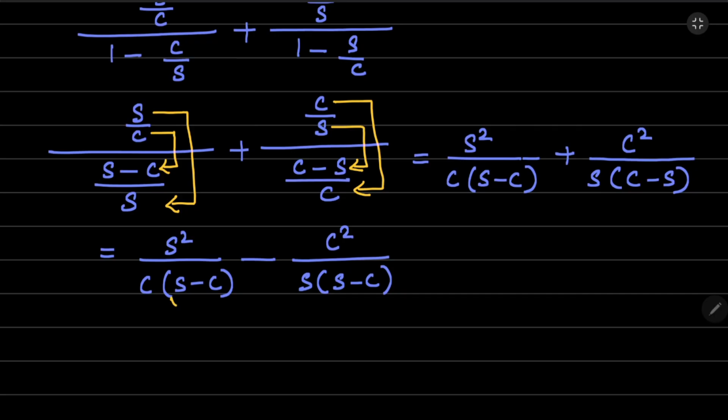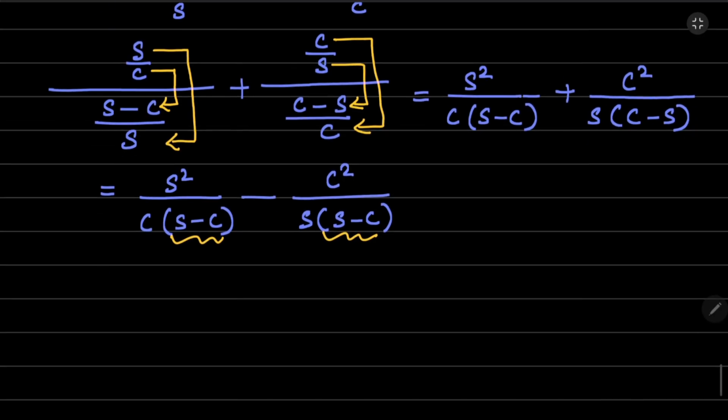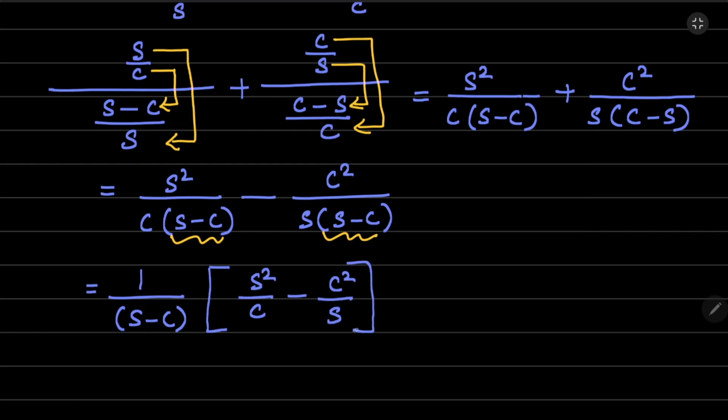Now what you see, these two terms are common in both, right? So you can take 1 over sine minus cos common out. Open a square bracket. So what do you have? Sine square divided by cos theta minus cos square divided by sine theta. Okay, this is equal to 1 over sine minus cos, which will remain as it is.